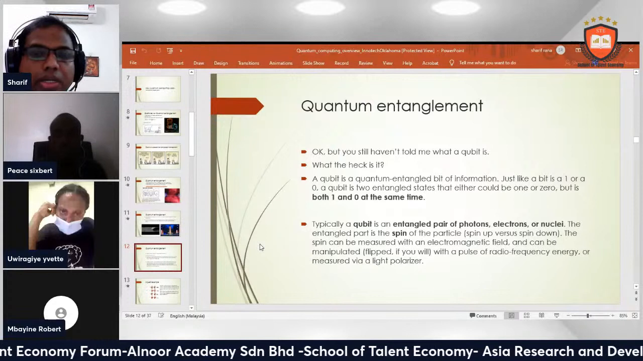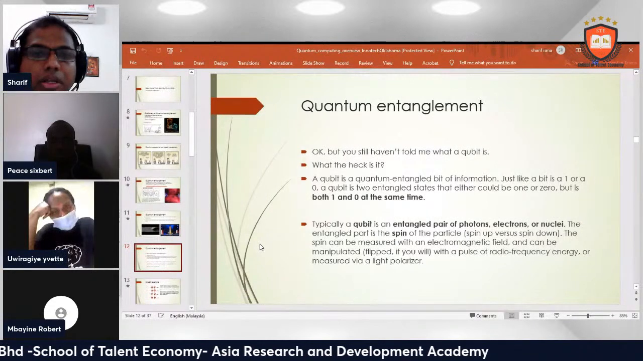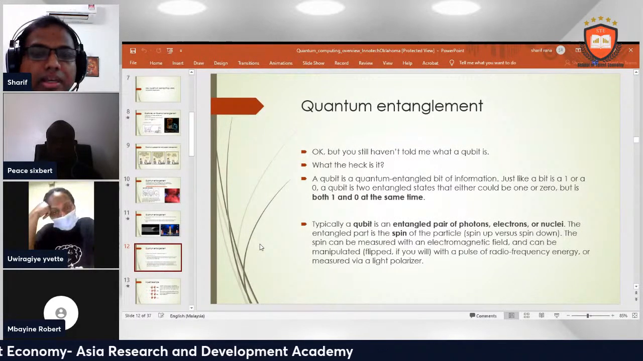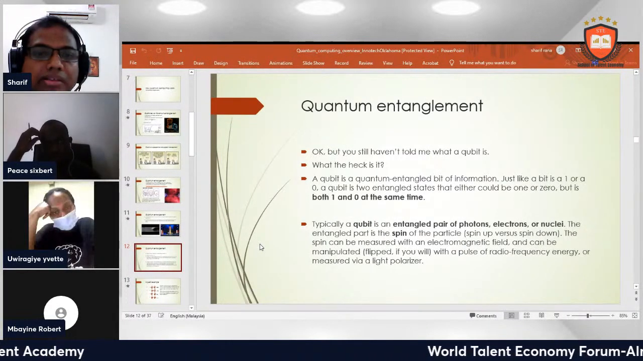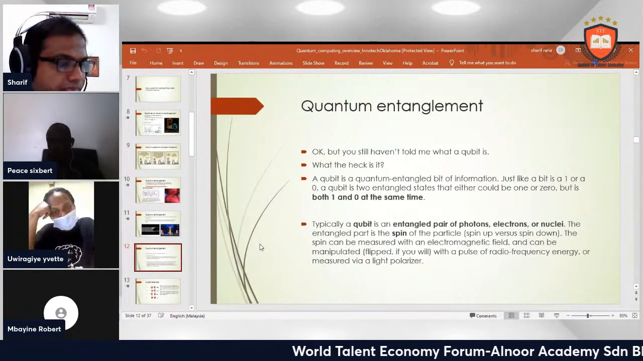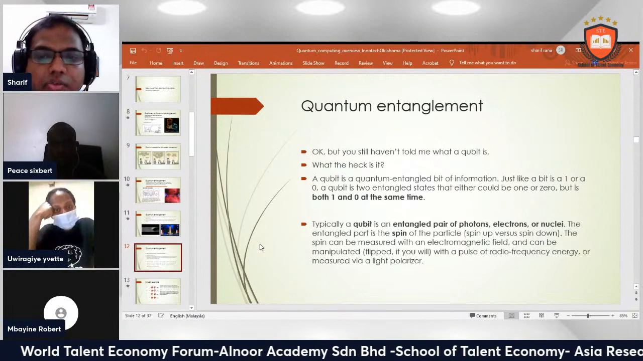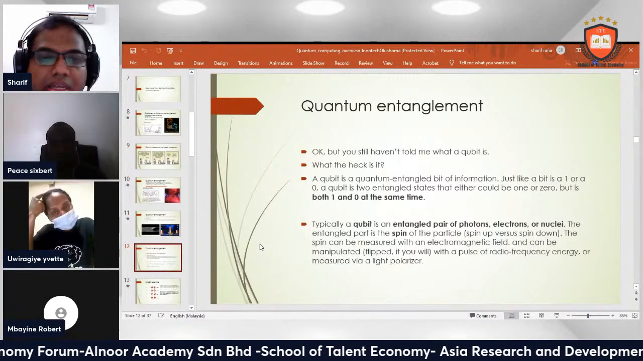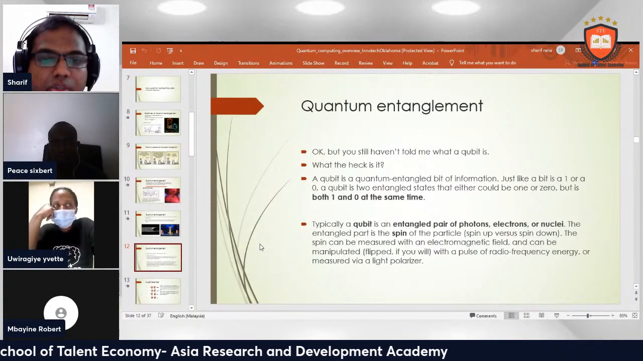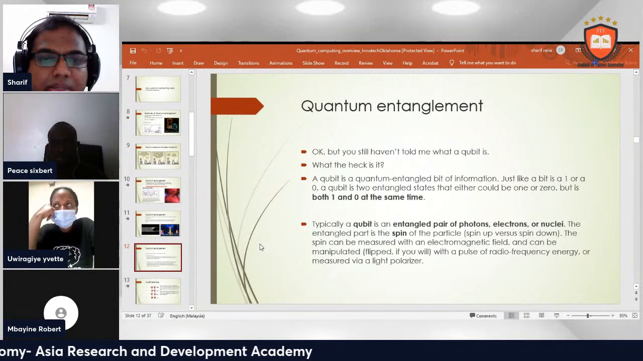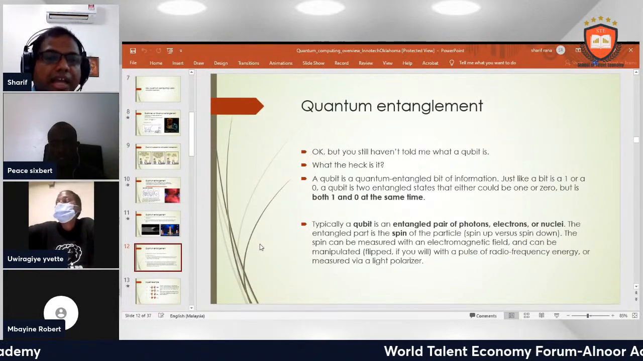A qubit is a quantum bit of information, just like a bit is a 1 or a 0. A qubit has two states that could be 1 or 0, but is both 1 and 0 at the same time. Typically, a qubit is a quantum property of photons, electrons, and neutrons. The quantum property is the spin of the particle. The spin can be measured with electromagnetic fields, can be manipulated with a pulse of radio frequency energy, and measured via a light polarizer.